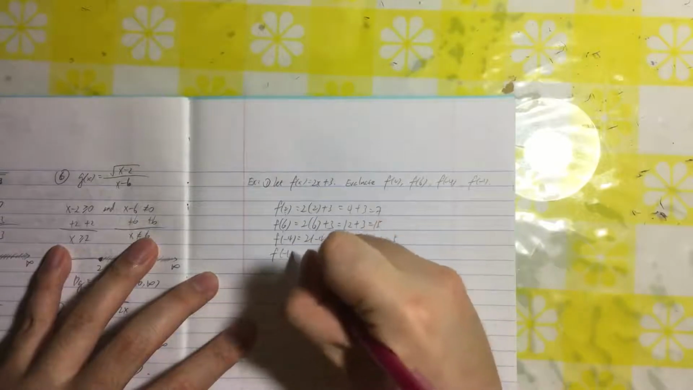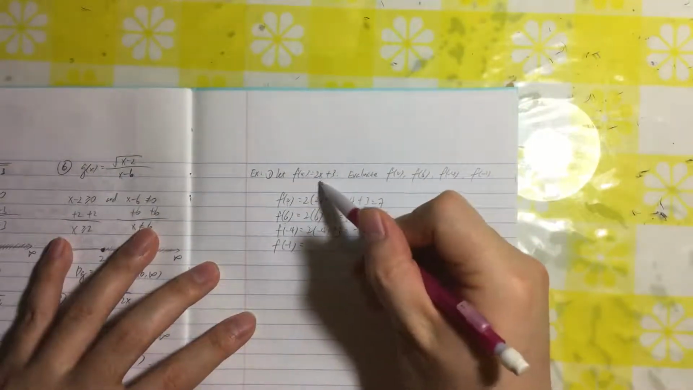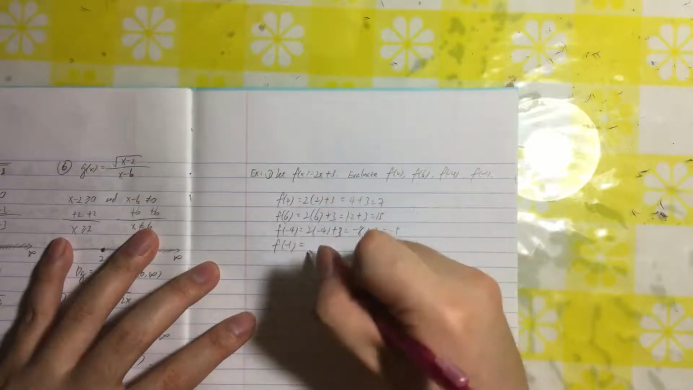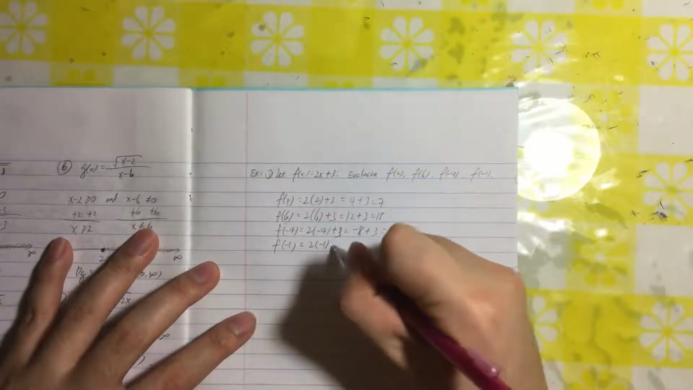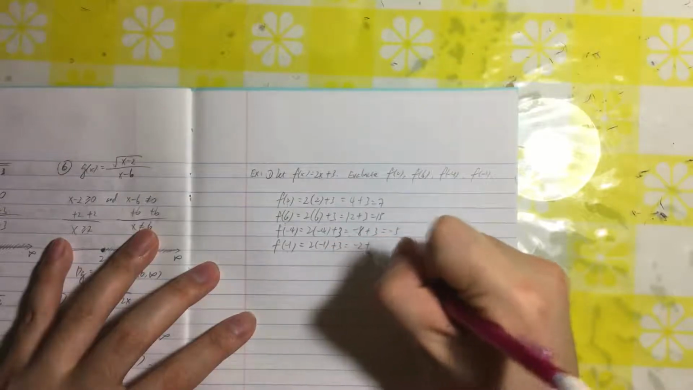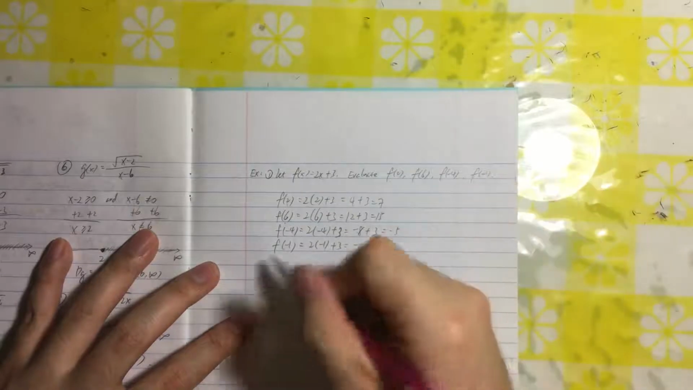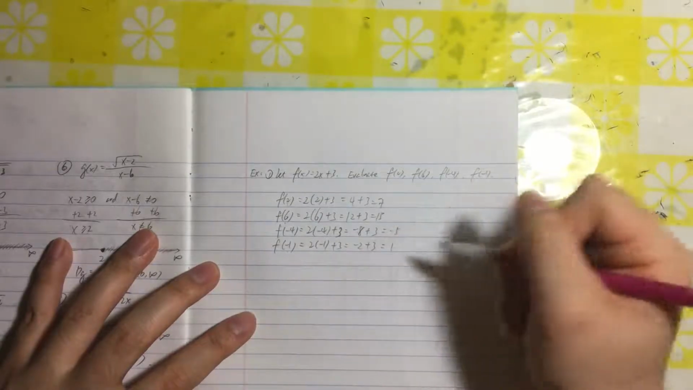How about f of negative 1? For f of negative 1, negative 1 represents x. So we plug in negative 1 for x. We get 2 times negative 1 plus 3. 2 times negative 1 is negative 2. Negative 2 plus 3 is positive 1. So f of negative 1 equals positive 1.